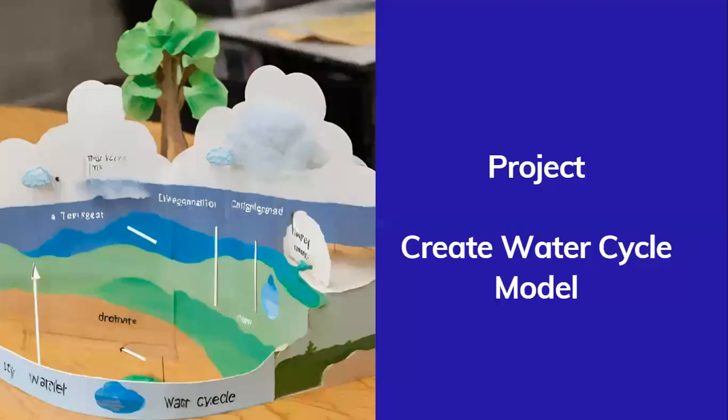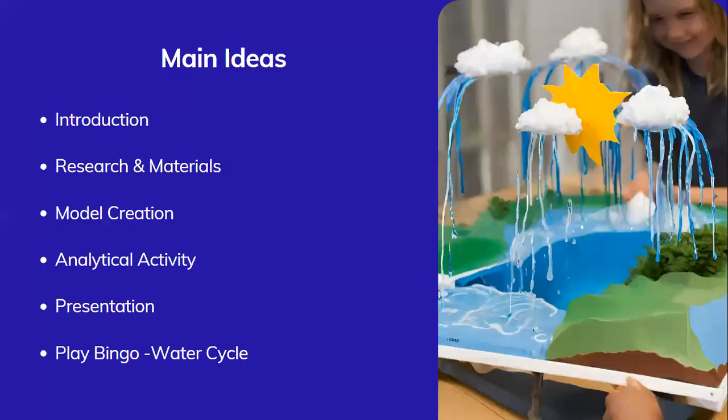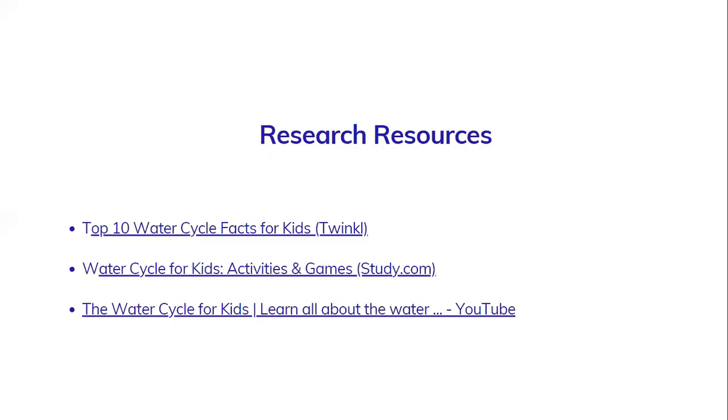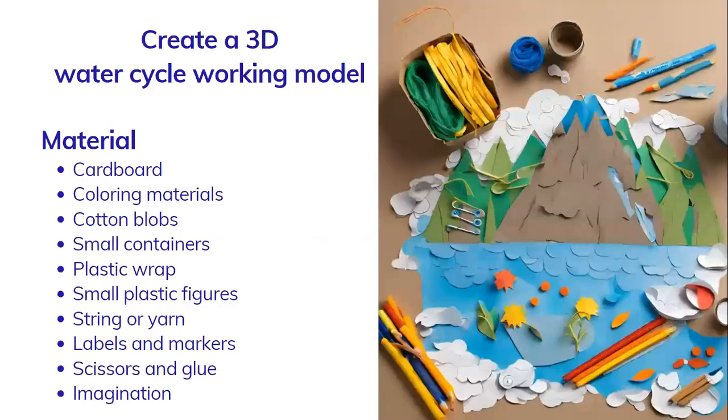Now, the project is to create a water cycle model, and these are the main ideas that I have listed for you. Start with your introduction. Look for research and resource and materials to use. Create your model, analyze the activity, present, and then create or play the bingo water cycle game. Shall we get started? And these are some of your links that are very useful for you. Material, all the material that you would need to create this model.